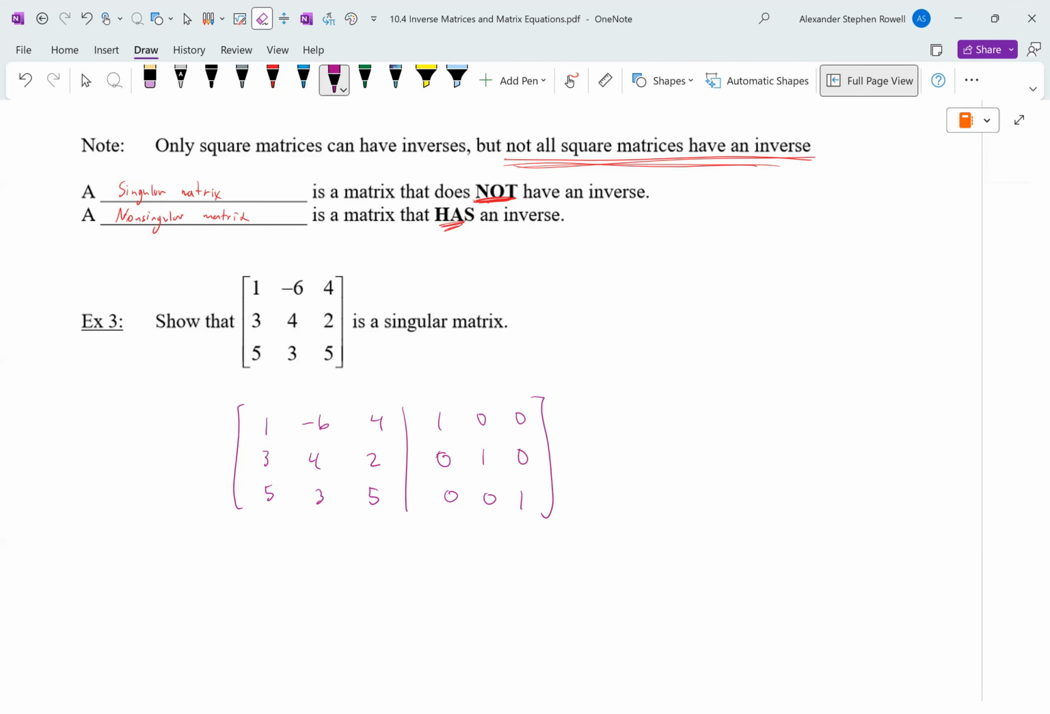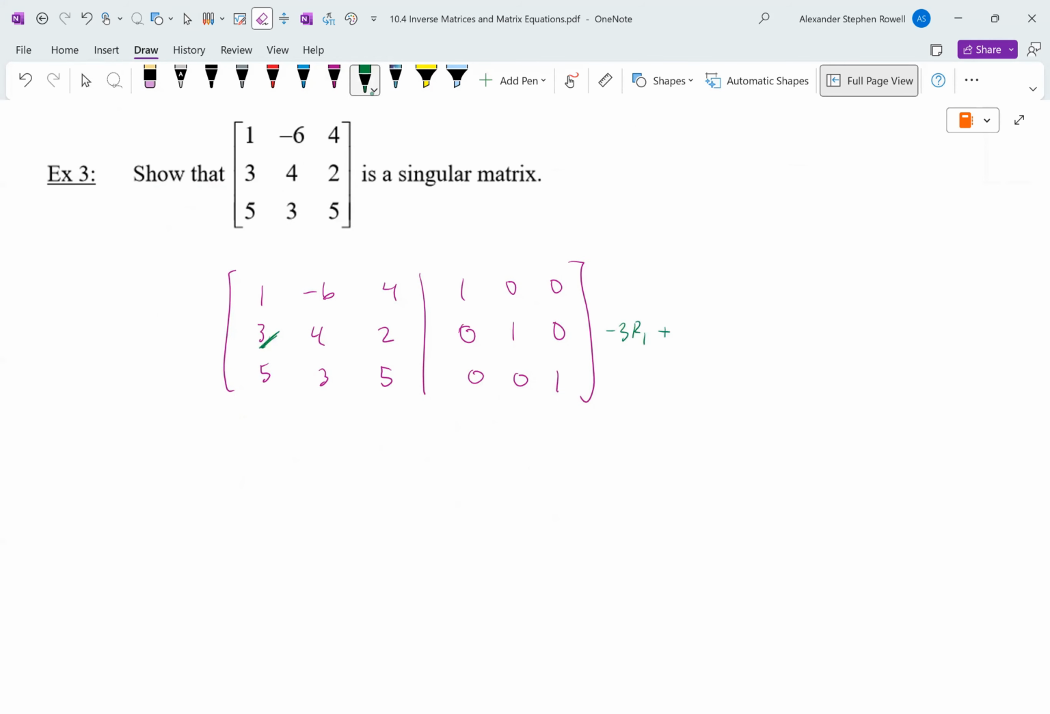What should I do first? -3, row 1. Add it to row 2. Hang on a second. I can only process so much at once. Okay, -3, row 1 plus row 2.